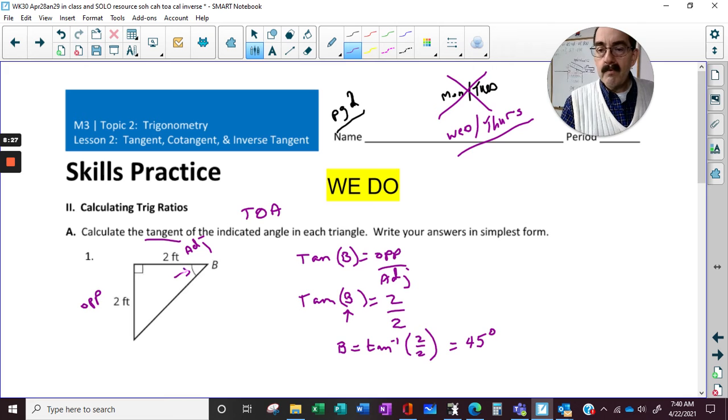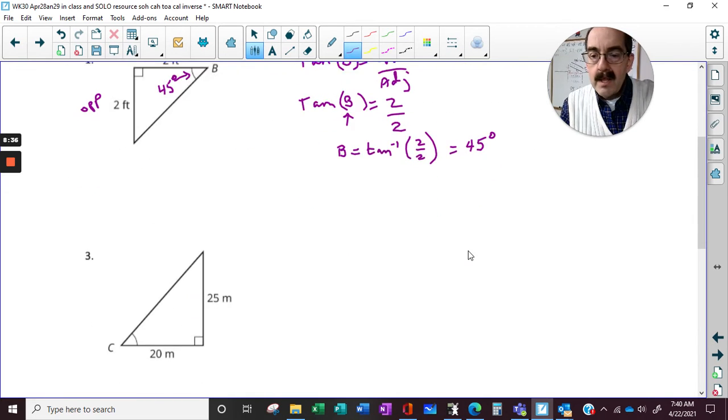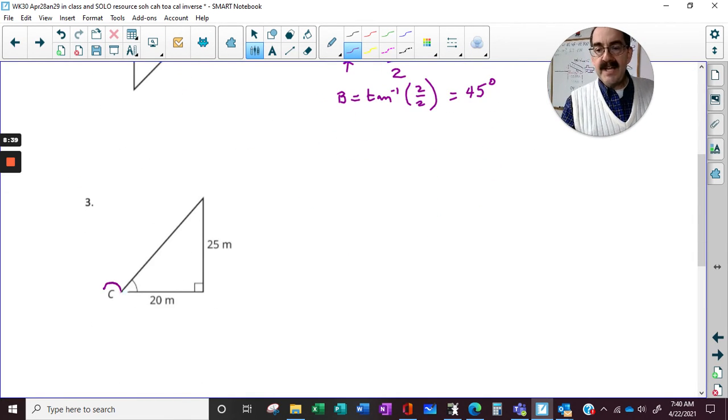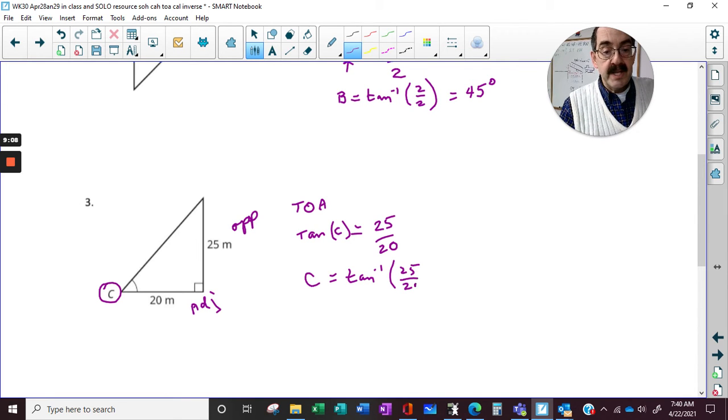Okay, write it in. Let's try another one. Okay, so we're using tan because we have the OPP and the ADJ. TOA. The tangent of angle C is equal to 25 over 20. In order to get to the letter C, we've got to undo the tangent. Tangent -1, otherwise known as inverse tangent or arc tangent.